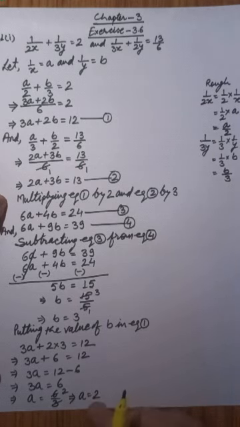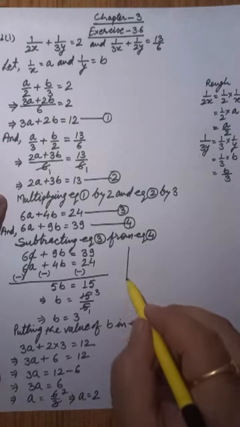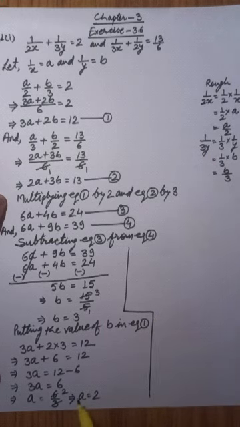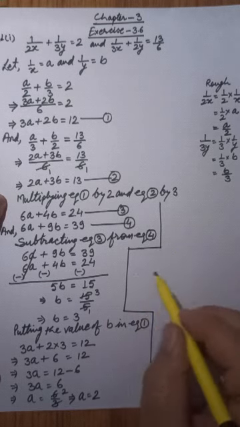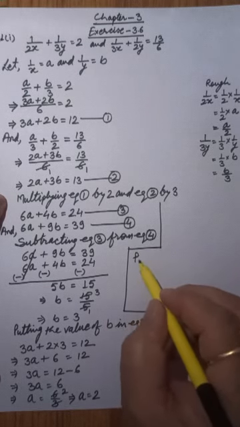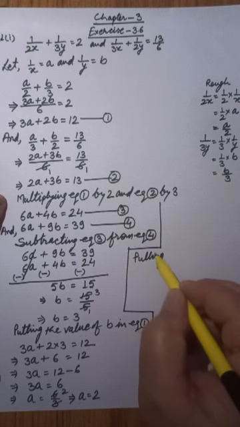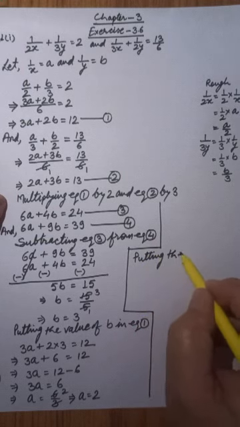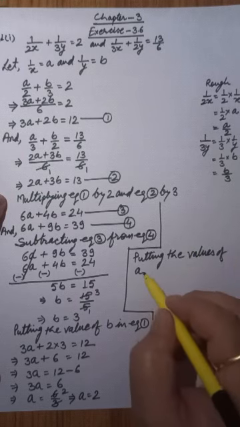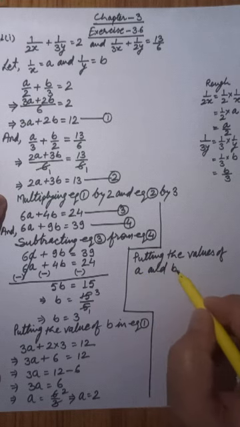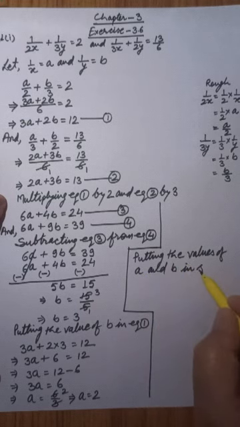Now we got the value of a is 2 and the value of b is 3. We still did not get the answer. We need to find the values of x and y. For that we will put these values of a and b in the supposition.